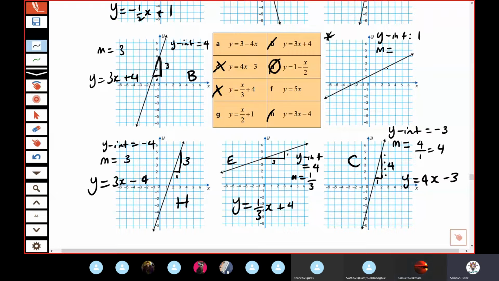Gradient is rise over run. We've got to find a triangle. Let's just do that triangle to there. What's your rise from 1 to 4? 3. What's your run from 6 to 0? Obviously, that's 6. And then your rise is 3 over 6, which is a half. And the slope to the right, so it's still positive. What's your equation? y equals 1 over 2x plus 1, which is G. Good work.